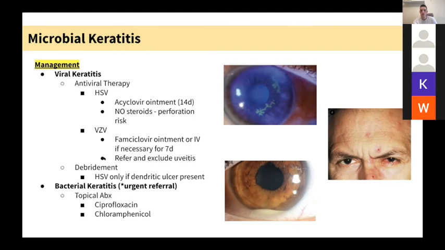You can also do debridement with your ophthal referral. So this is usually only if you can see the dendritic ulcer, where you kind of just try and clean things up a bit. And with bacterial as well, you can use specific antibiotics. And the two that you pretty much always use are either chloramphenicol or ciprofloxacin.